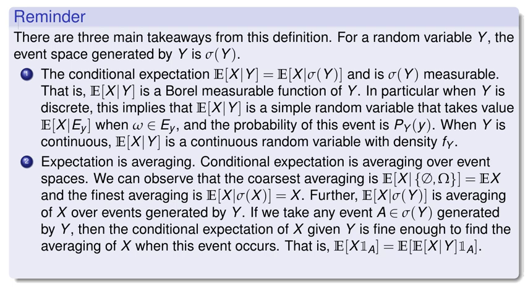Furthermore, the expectation of X given sigma of Y represents the averaging of X over the events generated by Y. If we take any event A that belongs to sigma of Y, meaning A's occurrence is determined by the value of Y, then the conditional expectation of X given Y is fine enough to determine the average of X when this event A occurs. Mathematically, this is the averaging property: the expectation of X times the indicator of A equals the expectation of the conditional expectation of X given Y times the indicator of A.